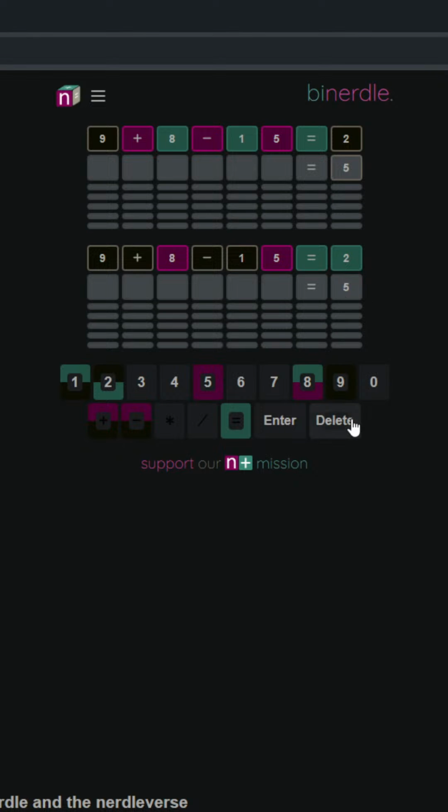I want to try to solve the top one first because I think it's going to be the easiest. It's probably going to be a minus. And then this is going to be a plus.